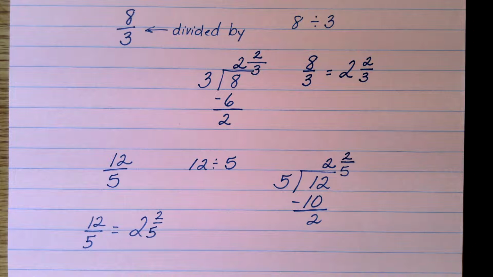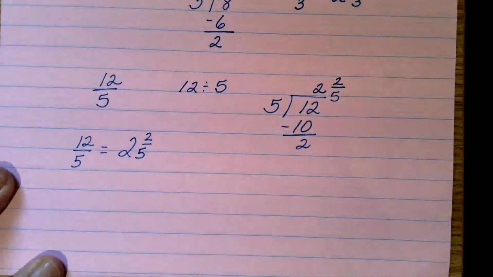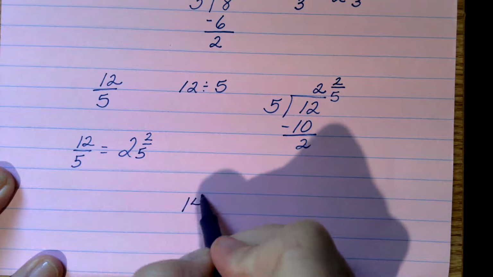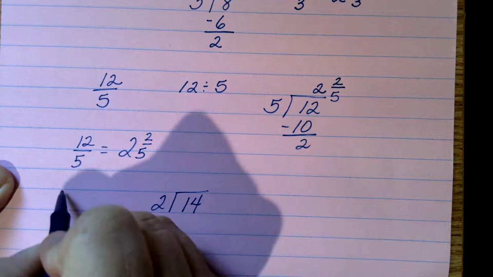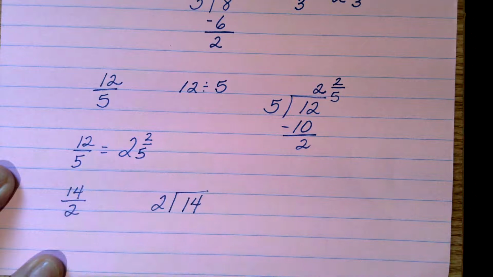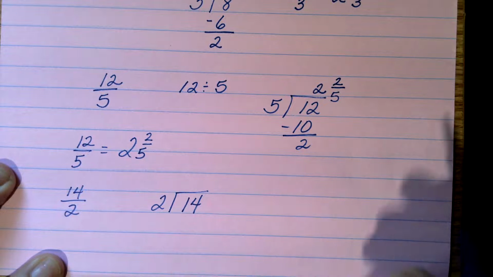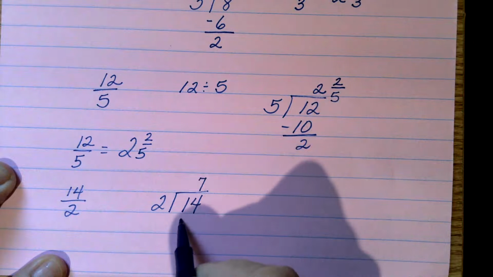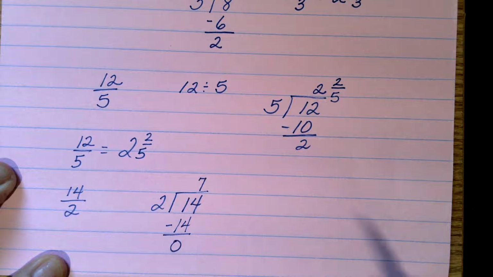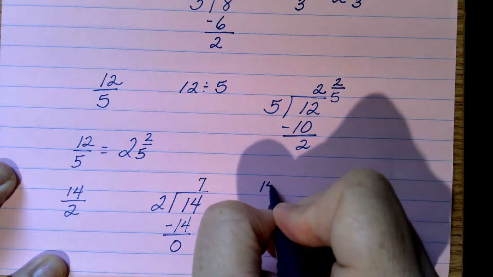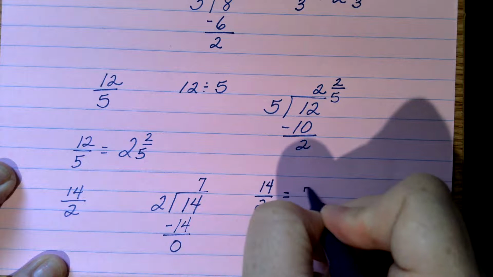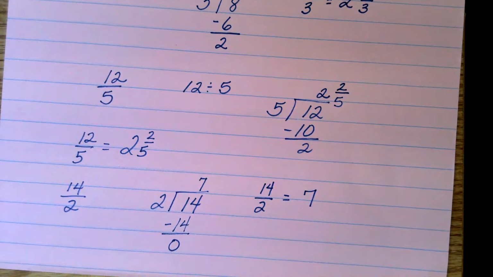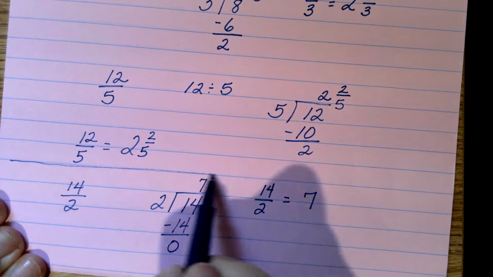Now, what about if there is no remainder? What if we have a problem that has no remainder? So what if we have 14 halves? Let's say we have 14 divided by 2, or 14 halves. 2 goes into 14 how many times? 7 times. 2 times 7 is 14. We subtract. We get nothing left over. So 14 halves equals 7. We don't have to put 0 over 2 or anything like that. We just put that it equals the whole number 7.